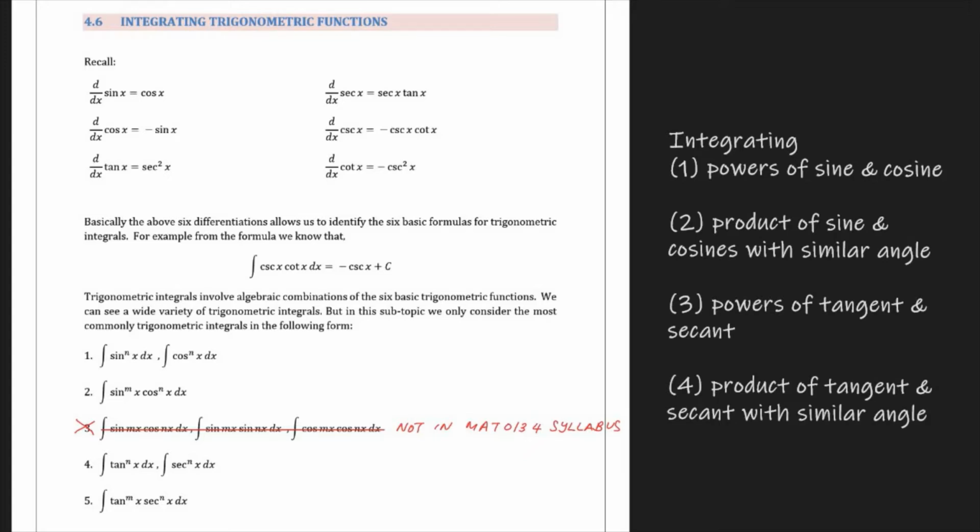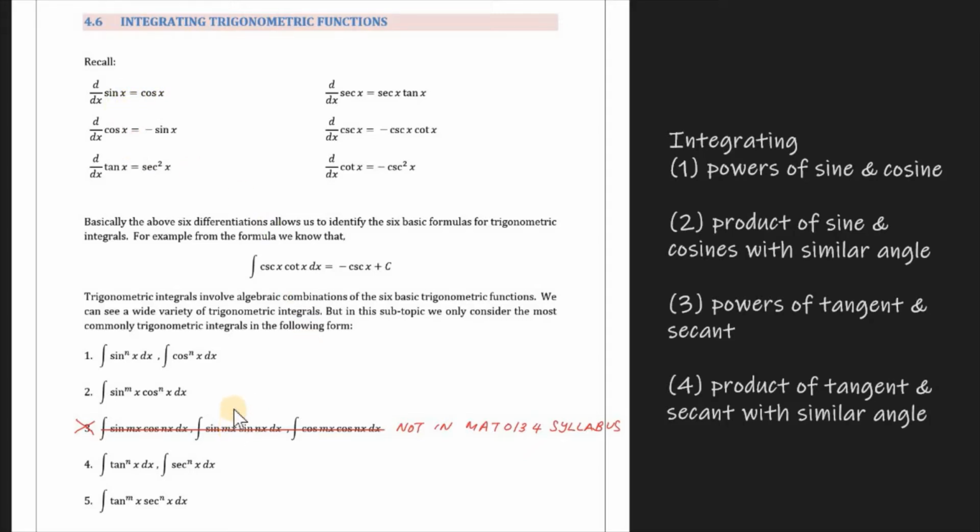Bismillahirrahmanirrahim. Let us go into chapter 4.6, integrating trigonometric functions. There are a few formulas given in our formula list, such as secant square. We do know that integration is the reverse of the derivative. For example, if you differentiate sine, you get cosine. So when you integrate cosine, you will get sine.